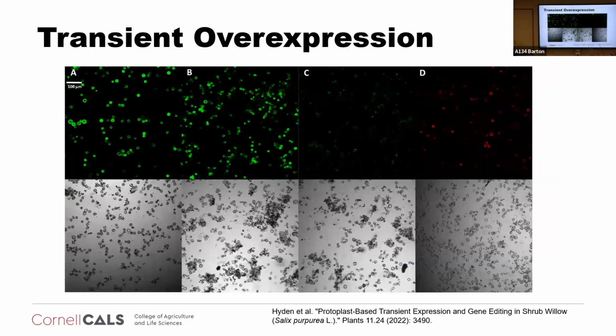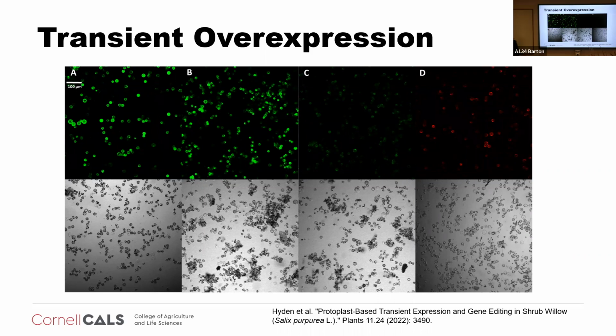So we were able to express 4 different fluorescent reporter proteins. In panel A, this is EGFP. Panel B, this is superfolder GFP. Panel C is GFP-UV, and it has this faint signal, which is actually what you'd expect from a GFP-UV construct. And then panel D is mCherry. So all 4 of these fluorescent reporter proteins we were able to transiently overexpress. We obtained fairly high transfection and expression rates. So that shows us that transient expression is viable and works quite well in willow protoplasts.